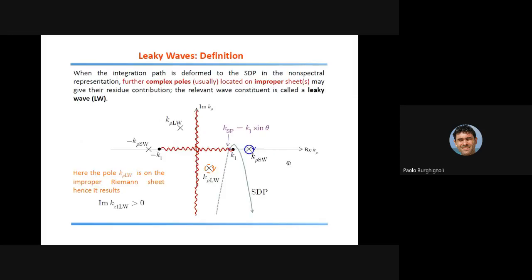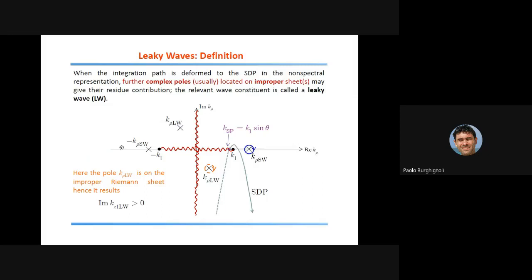However, it is possible to use a non-spectral deformation in which you go through the steepest descent path that runs through the saddle point located at K1 sine theta, where theta is the observation angle. Now, this steepest descent path does not remain entirely on the top Riemann sheet where the radiation condition is satisfied, because it crosses this wiggly line, the branch cut, and it goes down to the bottom Riemann sheet.